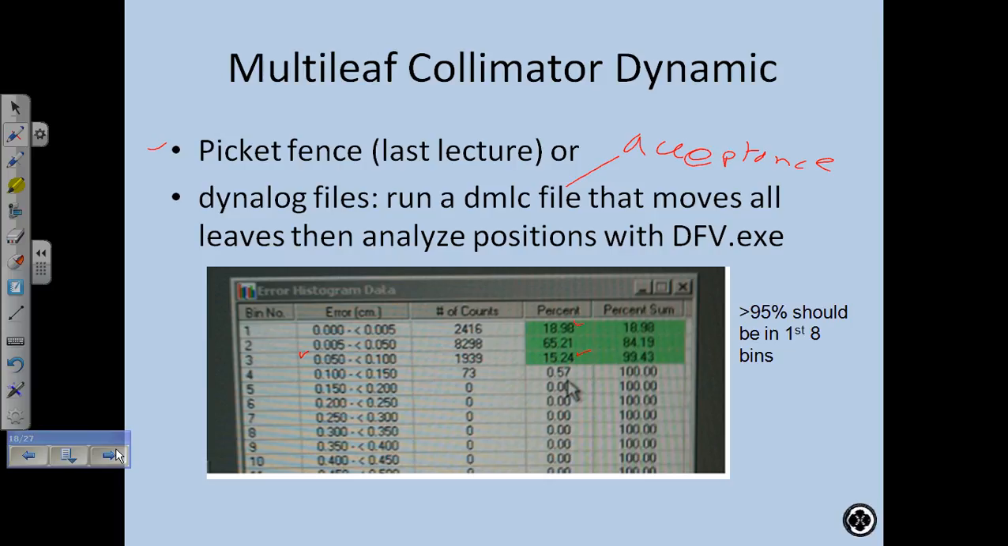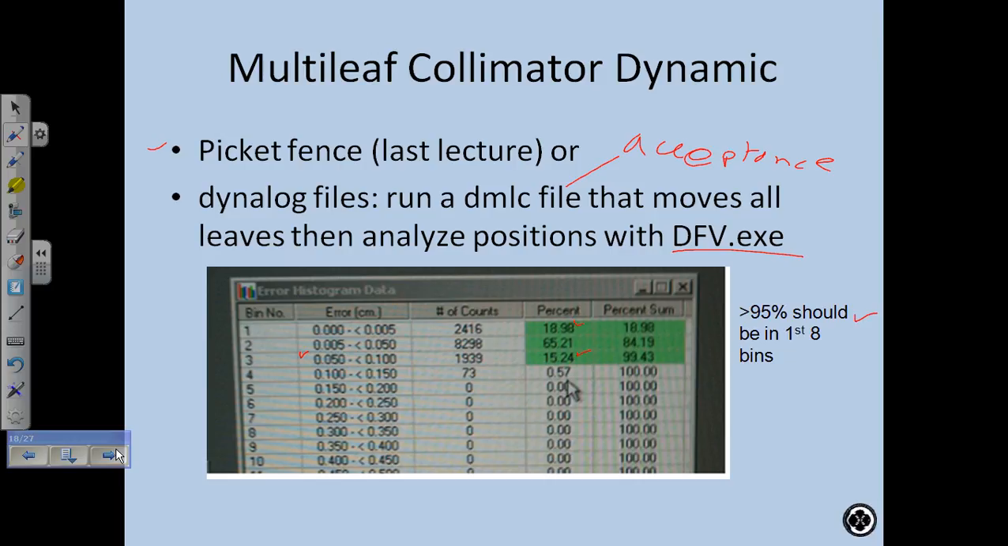Now, this is the DVF. The DVF is a program that you run after the leaves have marched across. You run the DVF, and you open up this log file, and it gives you this kind of information. So what's this tolerance? There's a bunch of numbers there. How do we know what passing is? Well, the passing criteria comes from the acceptance testing document in Varian. And the passing criteria is right here.